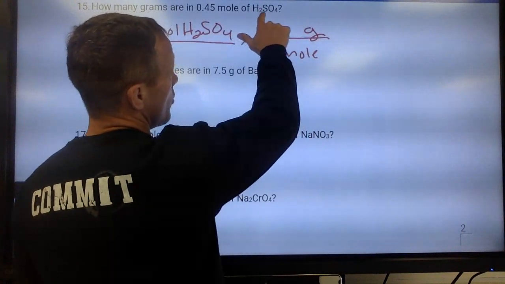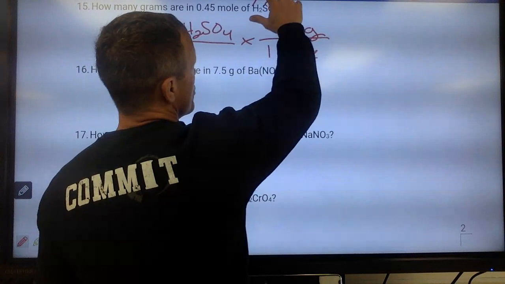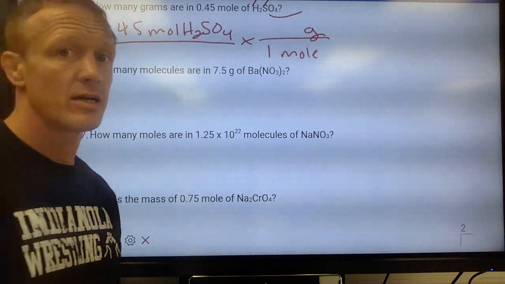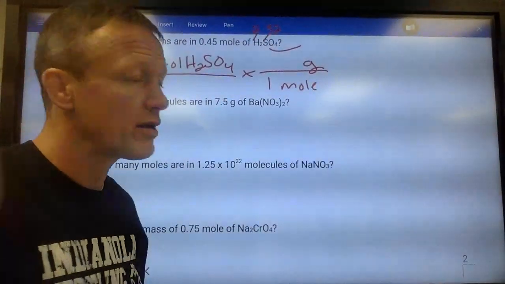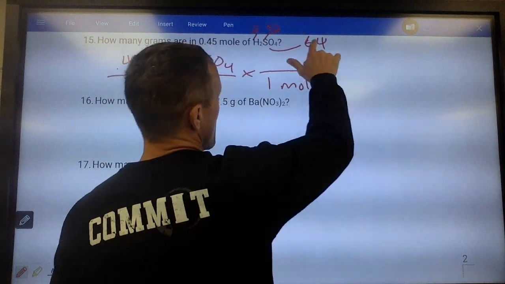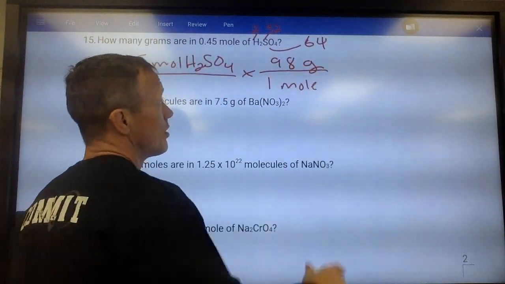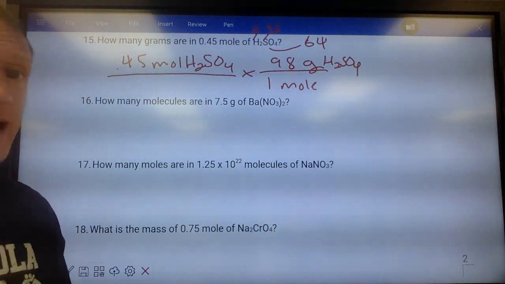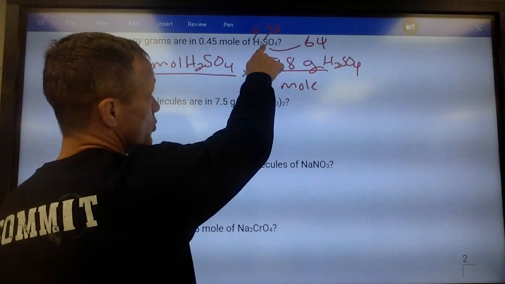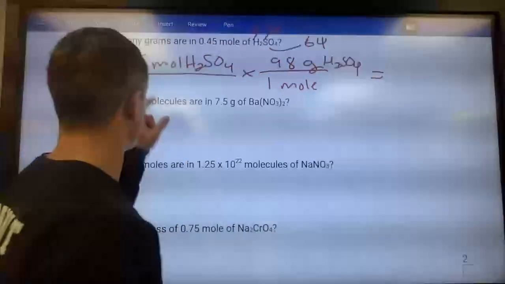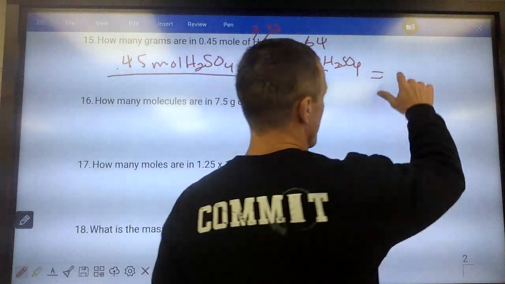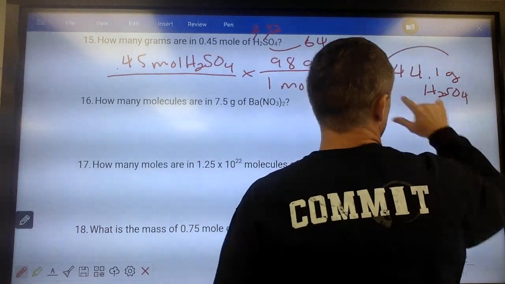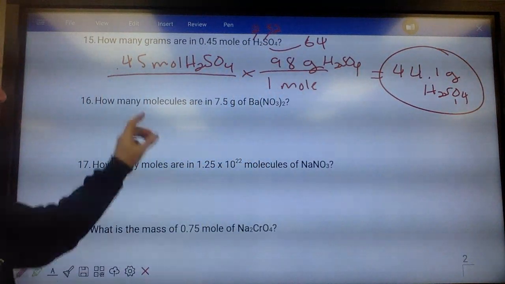So hydrogen is 1 gram per mole, and there's 2 of them, so that's 2 grams. Sulfur is 32 grams on the periodic table. And 4 oxygens. Oxygen is 16 times 4. Sorry, I can't see it very well. 16 times 4 is 64. So if I add those 3 up, it is 98 grams of H2SO4 in a mole of H2SO4. So again, just adding the mass up off the periodic table, knowing that there's 2 hydrogens, 1 sulfur, and 4 oxygens. So multiplying 0.45 times 98, you get 44.1 grams of H2SO4 in 0.45 moles.